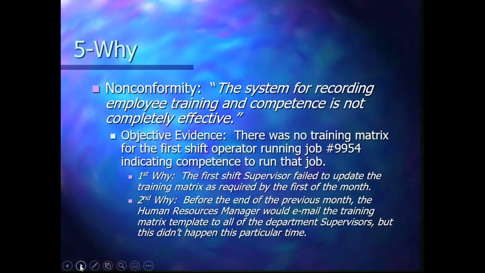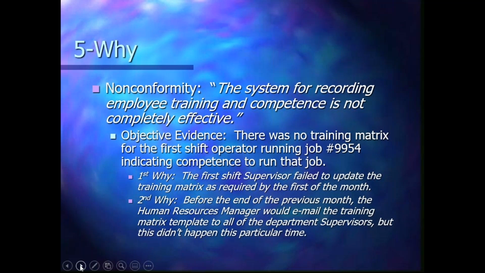All right, so let's take a look at our nonconformities that we've been following and go through the exercise of asking why over and over again in an attempt to identify the root cause. So the statement of nonconformity was, the system for recording employee training and competence is not completely effective. And the objective evidence to support this, where we identify the symptoms of the problem: no training matrix for the first shift operator running job 9954 indicating competence to run that job.